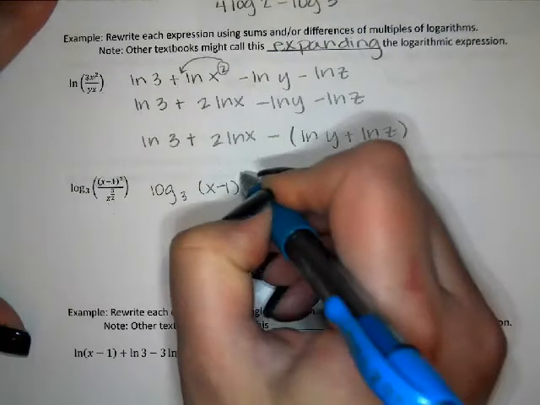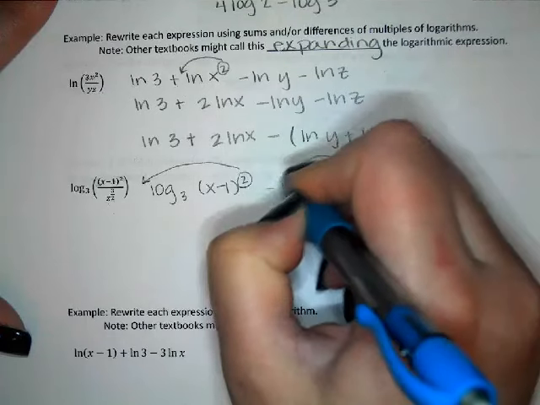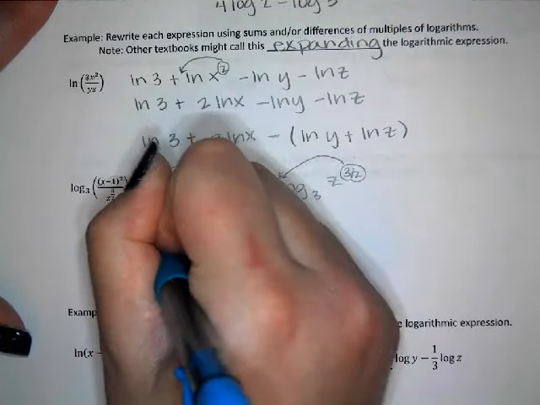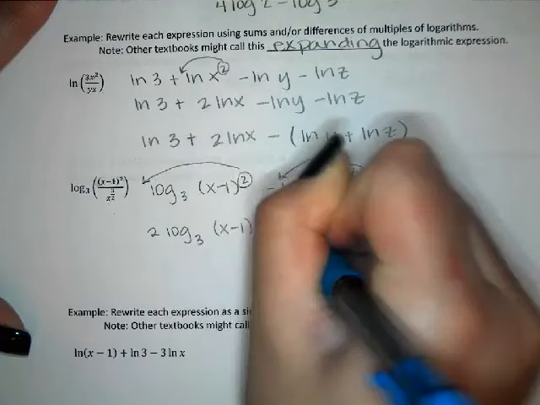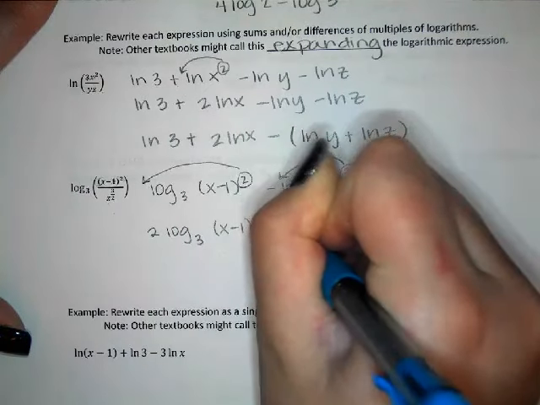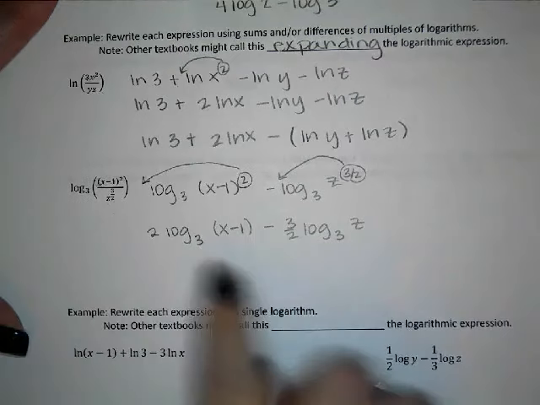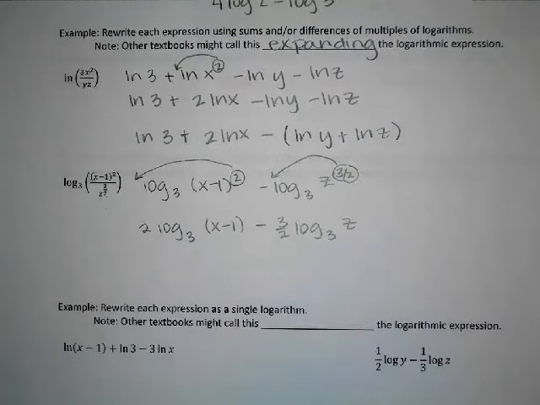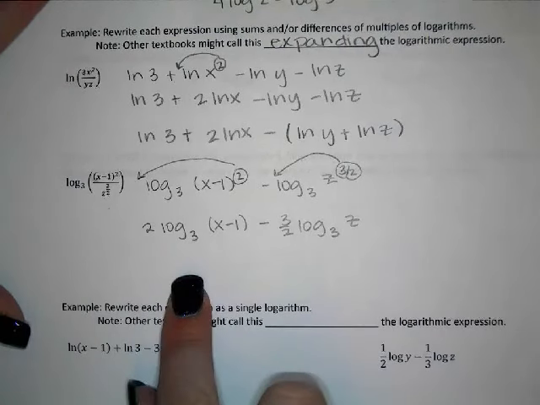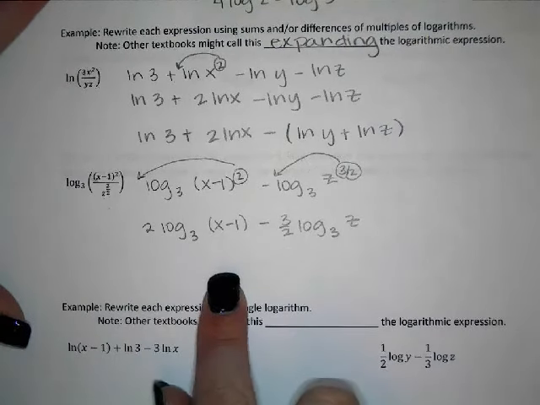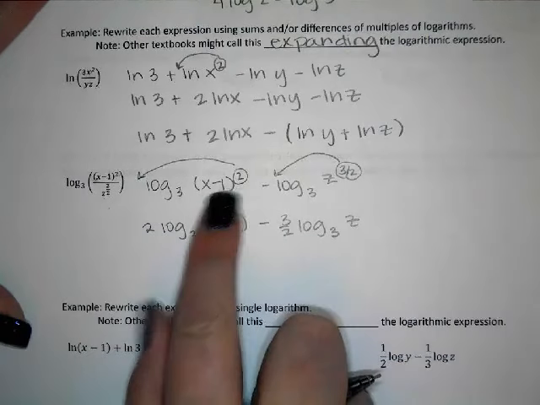All right, so I'm going to take my exponent and move it to the front. So I have 2 log base 3 of x minus 1 minus 3/2 log base 3 of z. So this would be the expanded form. If you really wanted to be tricky about it, you could say log base 3 of x minus 1 plus log base 3 of x minus 1, and then minus this. Since this is squared, it's happening twice.